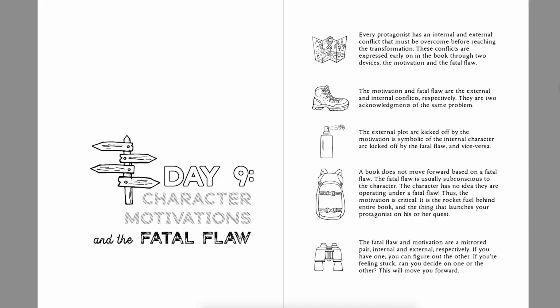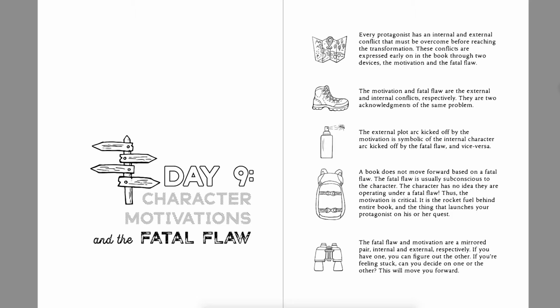We are talking about character motivations and how they relate to the fatal flaw. We are on day 9, character motivations and the fatal flaw. And so what we're doing in this section is we are trying to find the external character arc to go with the internal character arc that we've been mapping out through days 7 and 8.